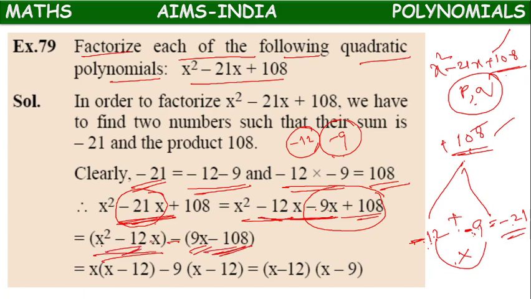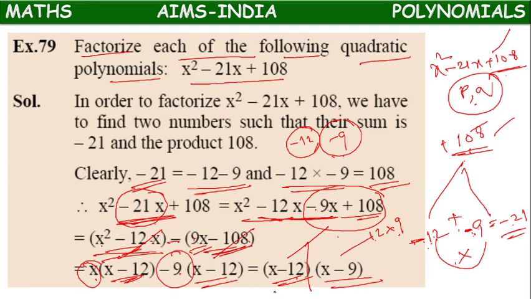In the first two, x is common: x minus 12. In the next two, 9 is common, because 108 means what? 12 into 9. If we take 9 common, 12 will be remaining: x minus 12. Again, x minus 12 is common. So here x is there, here minus 9 is there. We will write like this. So these two are the factors: x minus 12, x minus 9 are the factors.